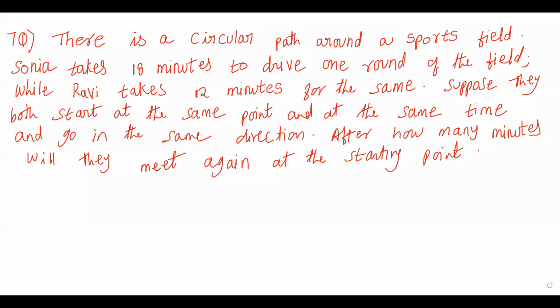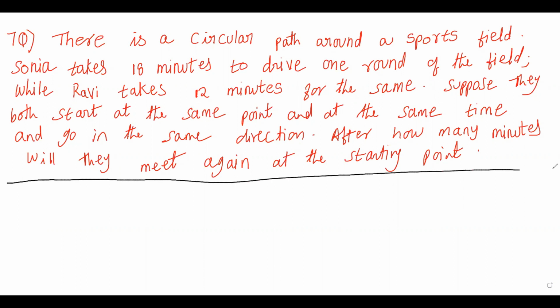Any one of you read the question loudly? There is a circular path around a sport field. Sonia takes 18 minutes to drive one round of the field, while Ravi takes 12 minutes for the same. Suppose they both start at the same point and at the same time and go in the same direction. After how many minutes will they meet again at the starting point?